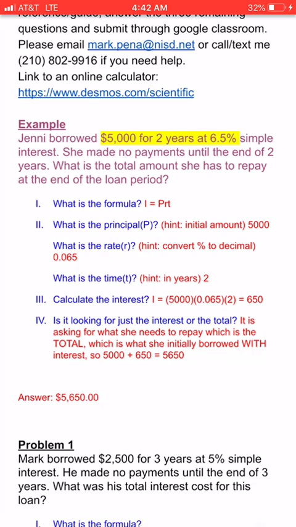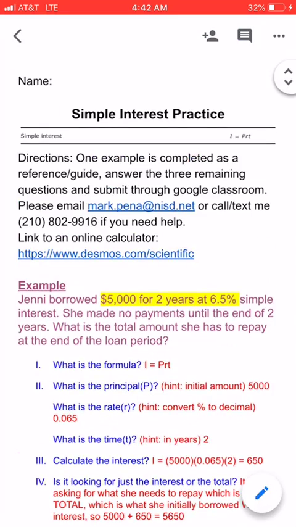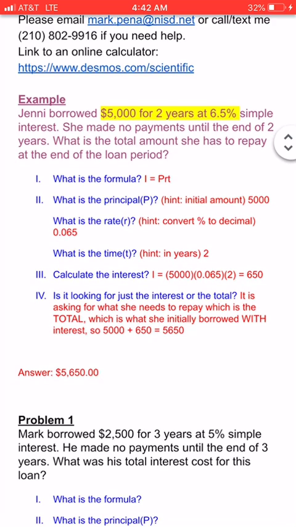Once again, our formula right at the top of the page will be the answer to number 1. What is our formula? I equals PRT. P means principal. So what is our principal? Once again, a hint: the principal is the initial amount, the beginning amount, whatever you put in the bank or whatever you borrow right at the beginning. And in this case, Jenny is borrowing. So how much did she borrow at the beginning? $5,000. So there it is, 5,000.